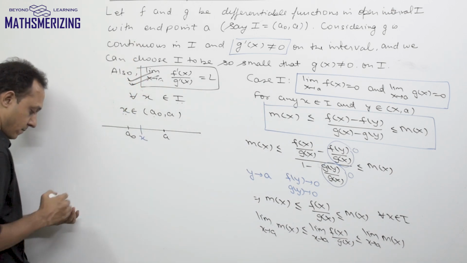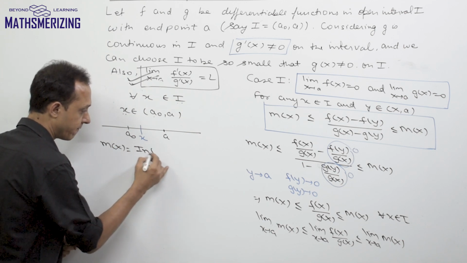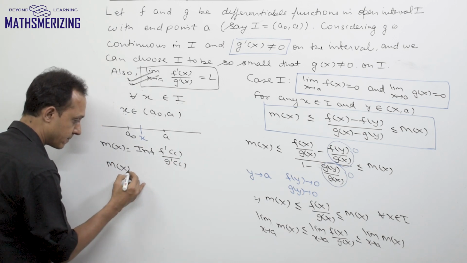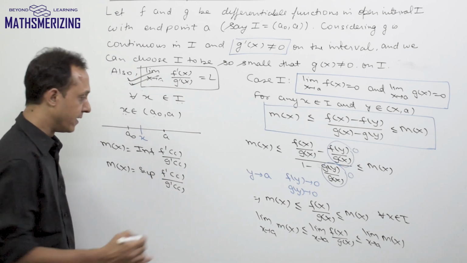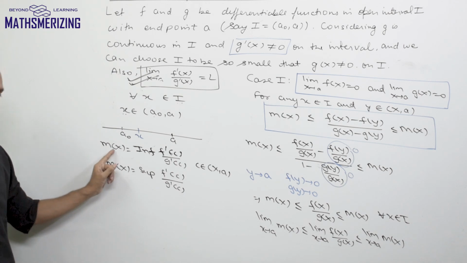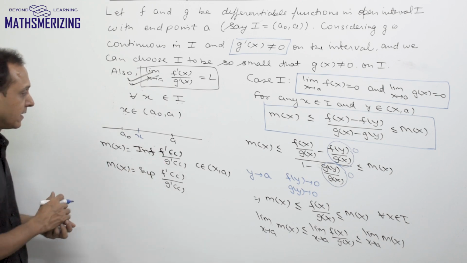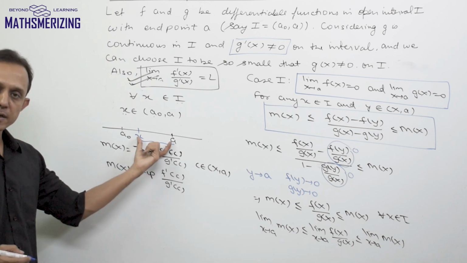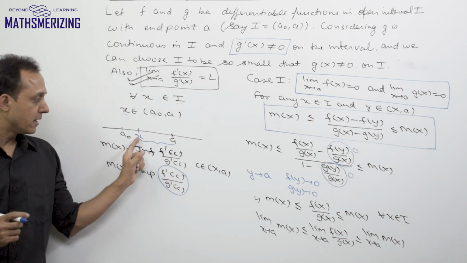So we know that small m(x) is infimum of f'(c) upon g'(c), and capital M(x) is supremum of f'(c) upon g'(c), when c ranges over all the values from x to a. So small m(x) is infimum of f'(c) upon g'(c). That is, it is the smallest value of f'(c) upon g'(c) in this interval x and a, and capital M(x) is supremum of f'(c) upon g'(c). That is, it is the maximum value of f'(c) upon g'(c) in this interval x to a.